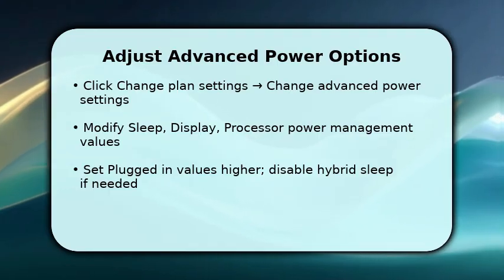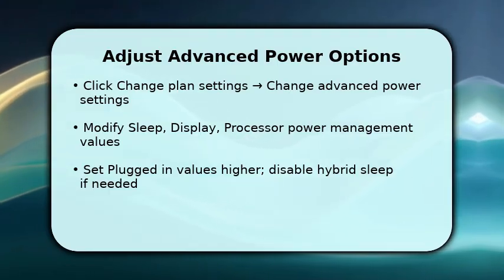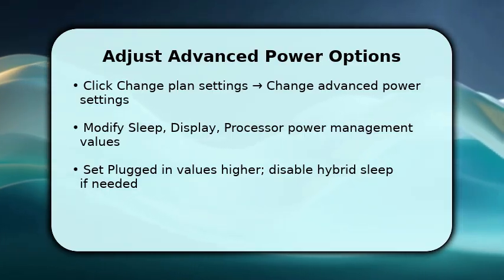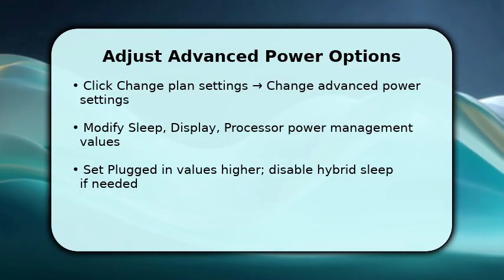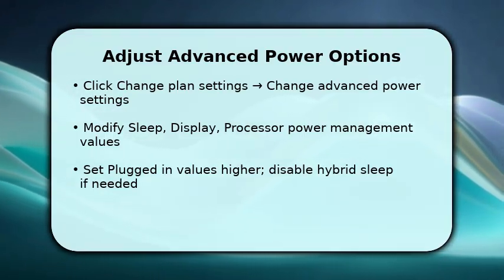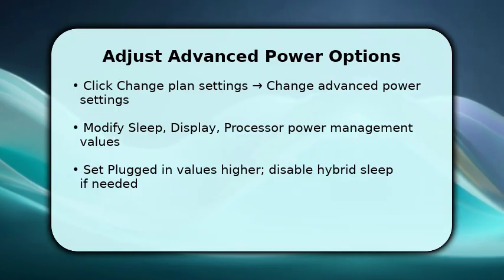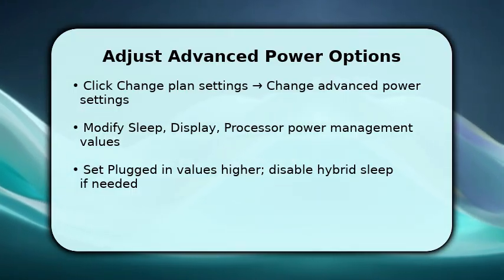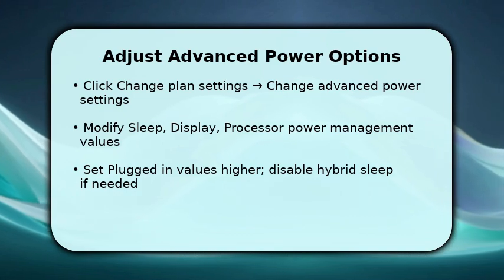Adjust display turn-off and sleep timers to longer values and set processor power management minimum to 5% and maximum to 100% when plugged in. Disable hybrid sleep and allow wake timers if they interfere. If an LG OEM utility overrides Windows, open it and match these settings. These changes ensure the system stays responsive.